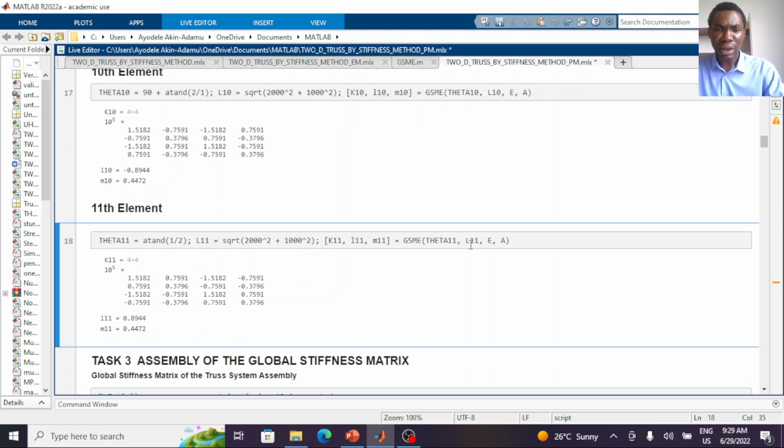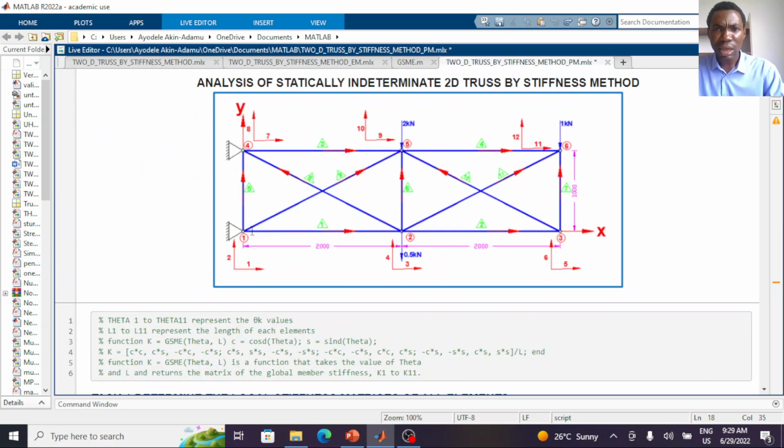Let me quickly explain the last element one more time. So theta 11 here is denoting my angle for element 11. And let's see what element 11 is in our diagram. Element 11 is between node 2 and node 6. And the arrow head is pointing from node 2 to node 6. So our start node is node 2. So we need to take our measurement from node 2. So our theta is the angle between element 2 and 11. And that angle is equal to the arctan of 1000 over 2000. So that is the angle here.